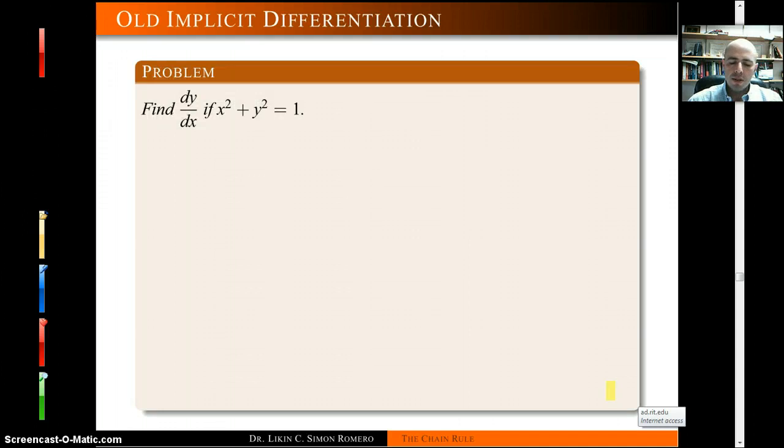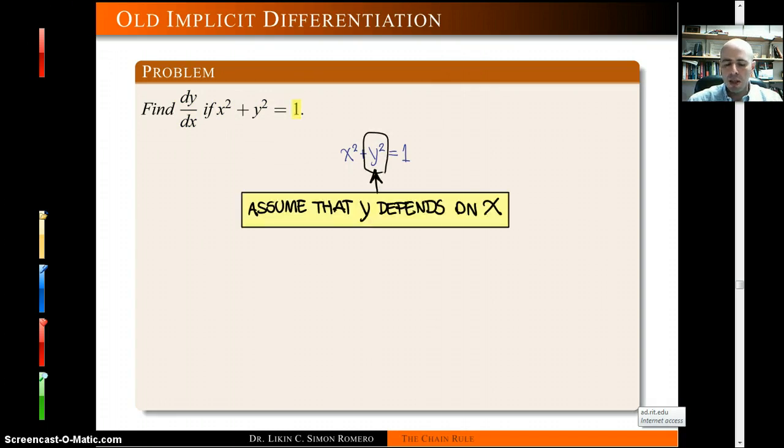So let's start with this one. We're trying, the implicit differentiation is how to take how much y depends on x when you have an equation, not necessarily a function. So the idea was the following: you graph your equation and you assume that y depends on x.